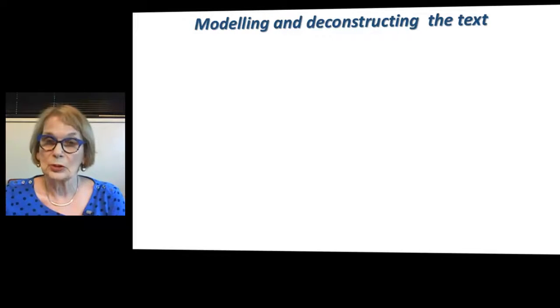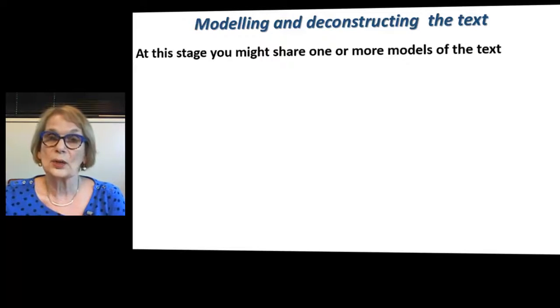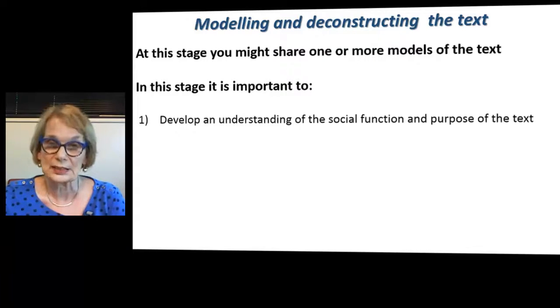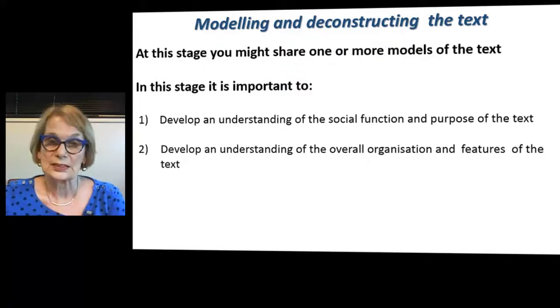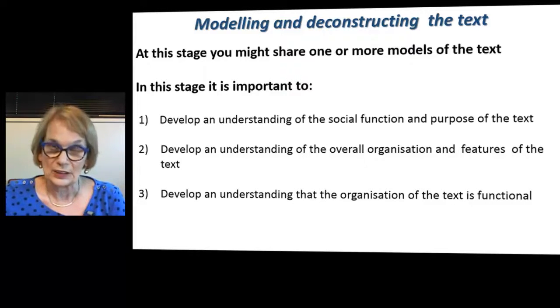The next stage is the modelling and deconstructing of the text. When you're doing any sort of writing, you need to give your students a model, even if it's something that you think is really simple. Give them a model, show them what somebody else has written and the way they've written it. So at this stage, we might share one or more models of the text of an accident report. And it's important at this stage to develop an understanding, as we said, of the social function and the purpose of the text. And developing an understanding that the overall organisation and features of the text is functional, that it's written the way it is for a particular reason.